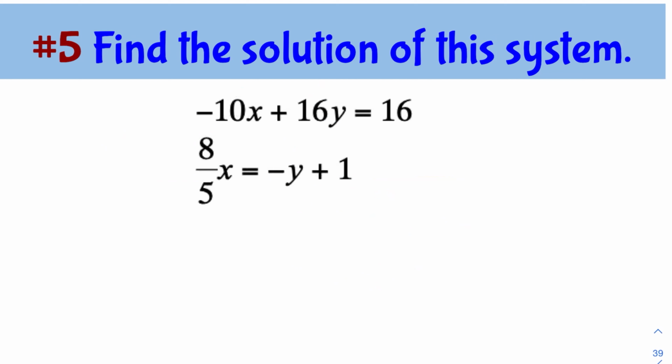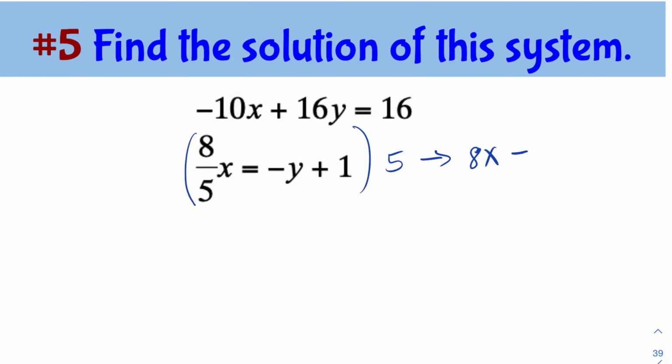Question number 5. The first equation is in standard form, but the second equation is not in standard form yet. So for the second equation, we need to rewrite it first in standard form. To do that, I will multiply the second equation by 5. So when we multiply 8/5 by 5, that's 8. So we have 8x is equal to negative y times 5, which is negative 5y. 1 times 5 is 5. And transferring negative 5y to the left, this is the same thing as 8x plus 5y is equal to positive 5.